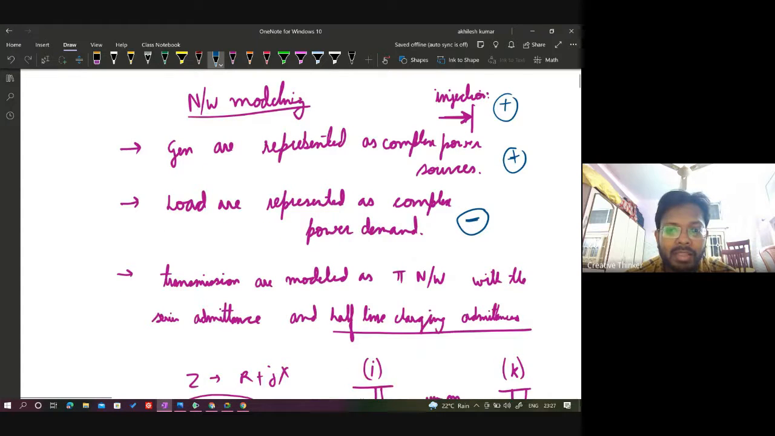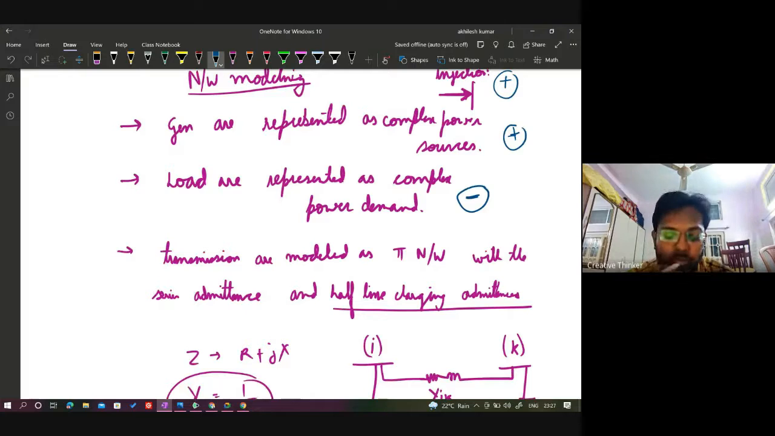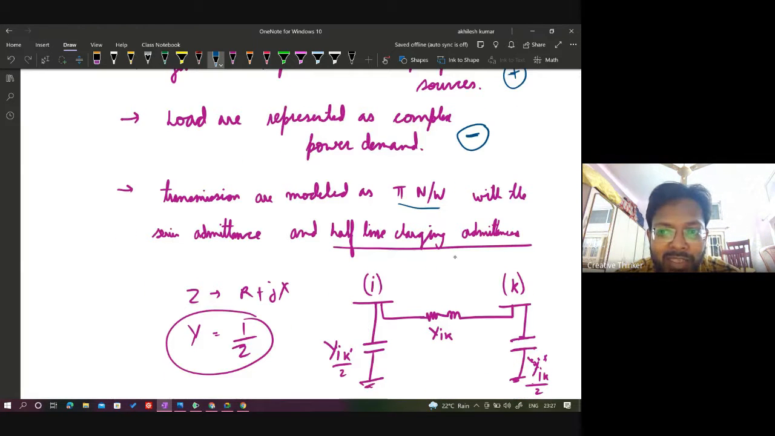Another thing is the transmission line. I have told you that a transmission line has three models: short, medium, and long. Here we assume a medium transmission line. In the medium transmission line also we have two types of modeling, the T network and the pi network. Here we will use the pi network modeling, with series admittance and half line charging admittance.